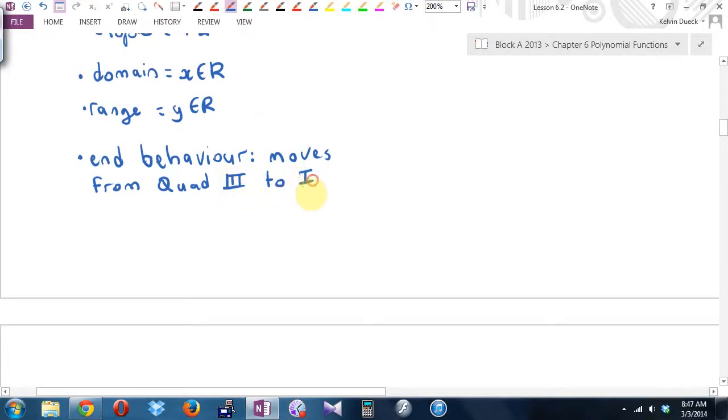to quadrant 1. And the last thing I can ask you, and by the way, for a linear graph, it's a bit more boring, I can ask you for the number of turning points.